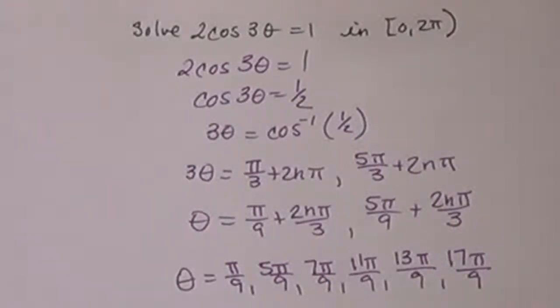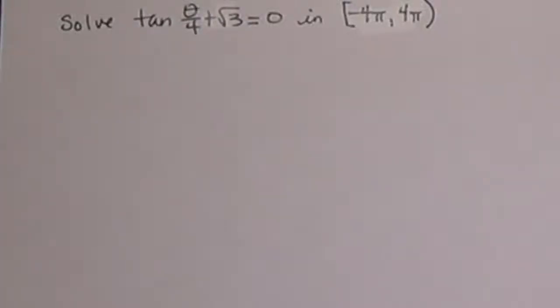And again, depending on what our interval is, this may change, but you'll want to find all of the values first and then limit it to whatever the interval is. In our next example, we want to solve tangent of theta over 4 plus square root of 3 equaling 0 in the interval from negative 4 pi to 4 pi.